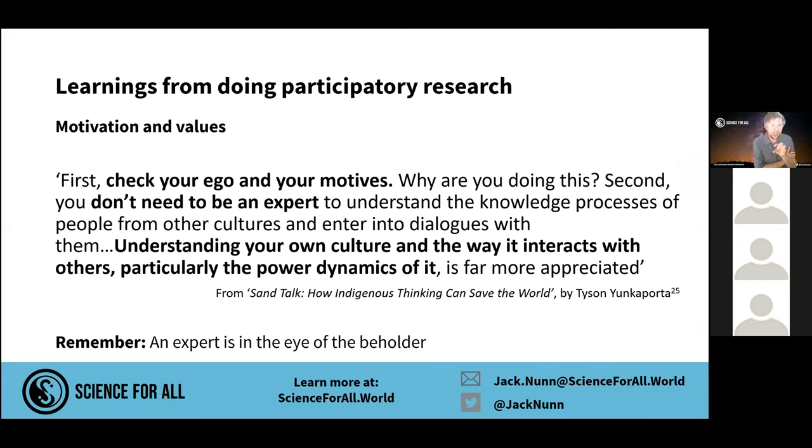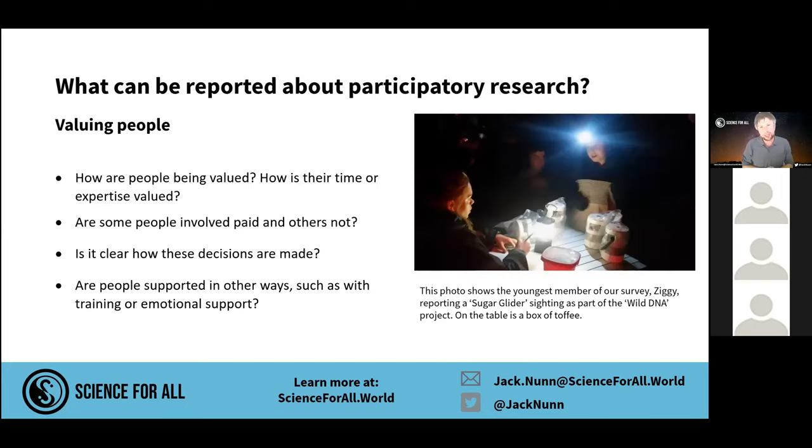And he talks about motivation and values with the research. And I think, whether you identify as a researcher or someone just helping out with a project, check your ego and your motives. You don't need to be an expert to understand the knowledge and processes of people from other cultures, but understanding your own culture and the way it interacts with others, particularly in the power dynamics of it, is far more appreciated. And that, for me, I think is a very helpful way to look at participatory research.